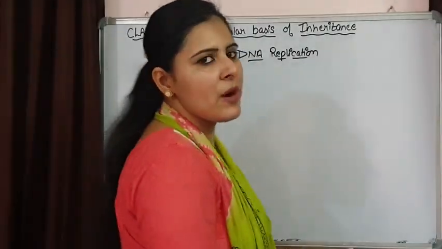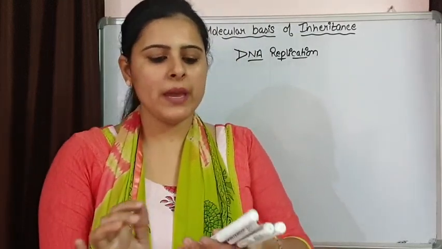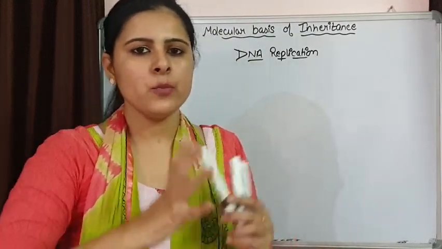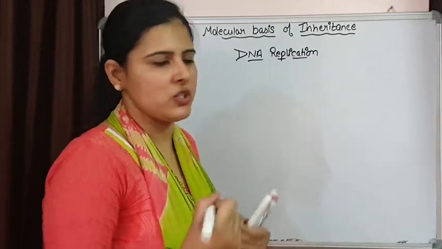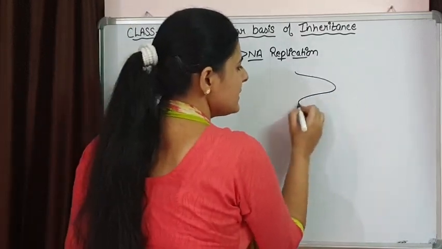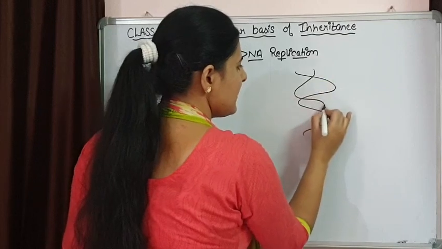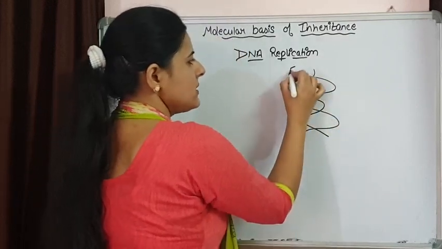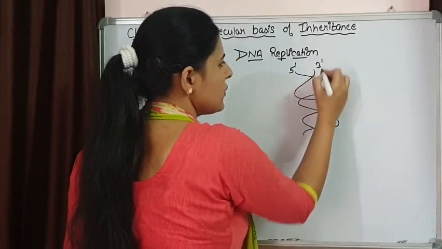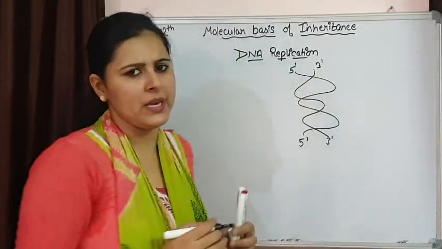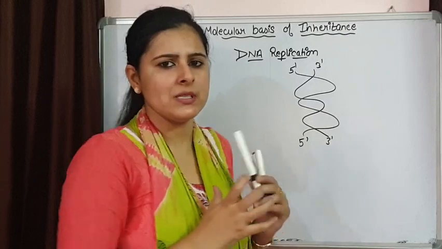Most of the things about DNA replication were told by Watson and Crick. Their model completely explained DNA replication. What their model was saying is that the two helices are present in this way. One is running from 5' to 3' direction, and another one is from 3' to 5' direction. This was told by Watson and Crick.